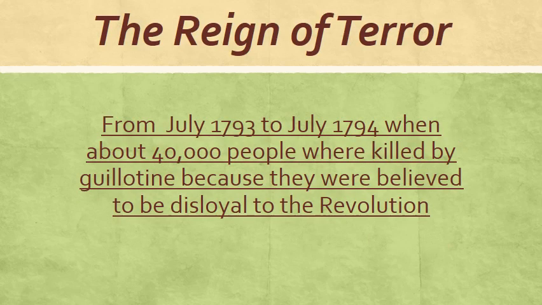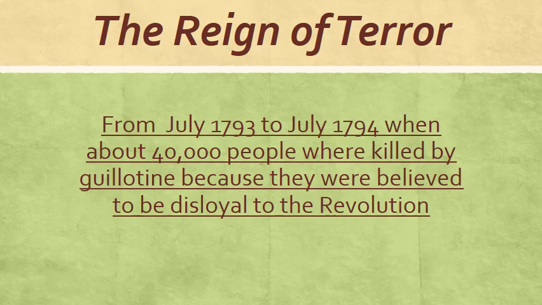What's the Reign of Terror, you ask? Well, this is the Reign of Terror, and I want you to write it down in your notes. The Reign of Terror, you can define it as from July 1793 to July 1794, when about 40,000 people were killed by guillotine because they were believed to be disloyal to the revolution. I'll read it again for you and you can write it down. The Reign of Terror, you can define it as from July 1793 to July 1794, when about 40,000 people were killed by guillotine because they were believed to be disloyal to the revolution.